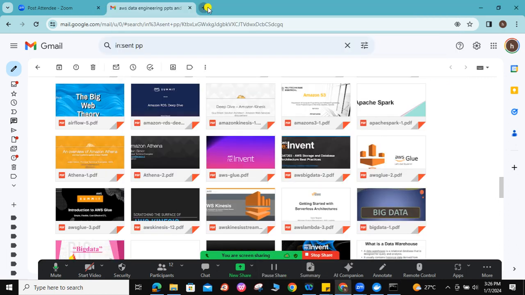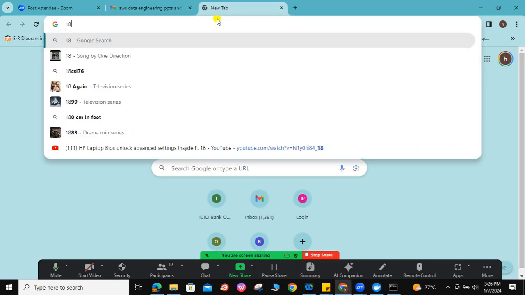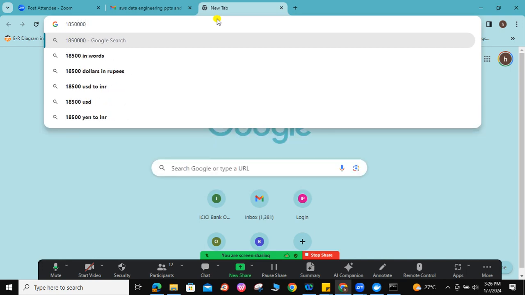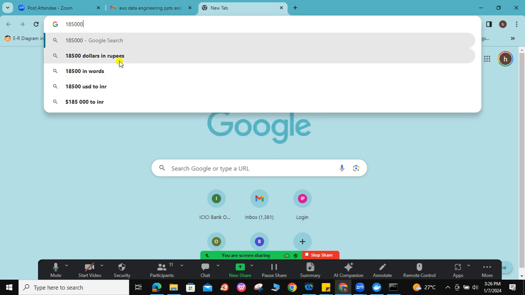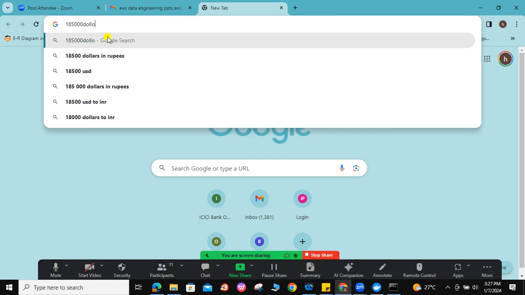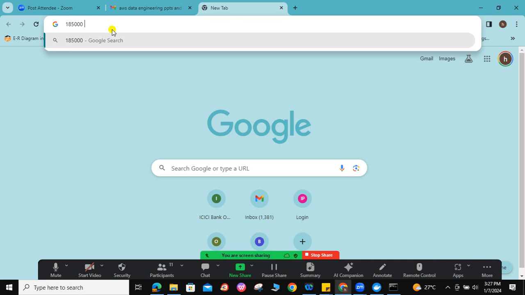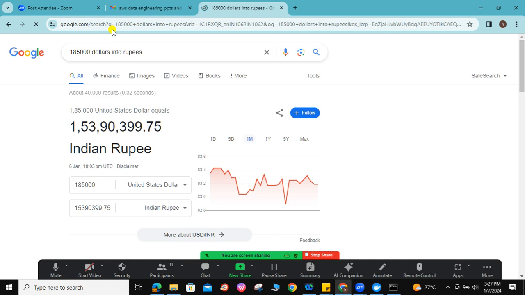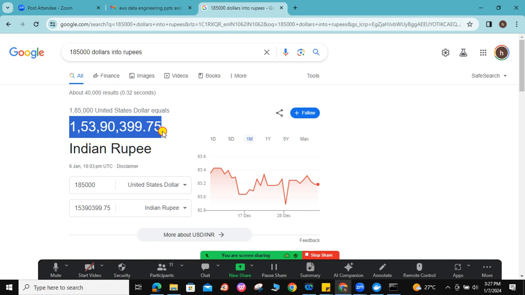$185,000, if you calculate in rupees, how much would it be? Okay, dollars. $185,000 into rupees. How much did they get saved? Into rupees, because a lot of money gets spent. 1 crore 53 lakhs. I have saved them 1 crore 53 lakhs.